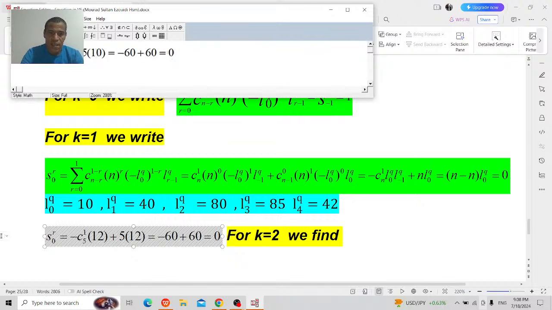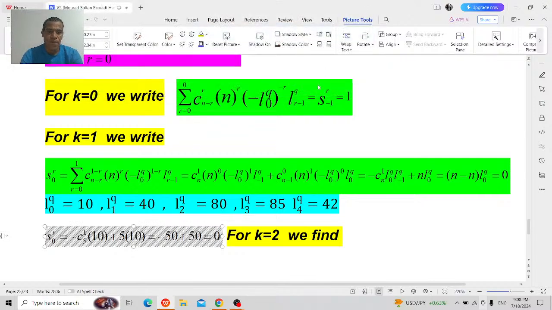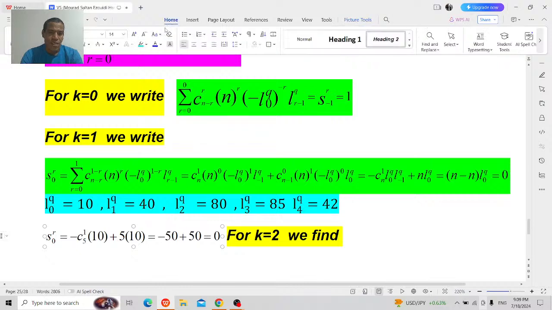Okay, this is 10. So it's clear, negative 5 times 10 is negative 50. Then 5 times 10 is 50. Therefore, learners, negative 50 plus 50. Is it 0? Of course, yes. Therefore, we calculated, learners, the value of f0 is 0. It means that for any polynomial to the power n, s0 is 0, learners.